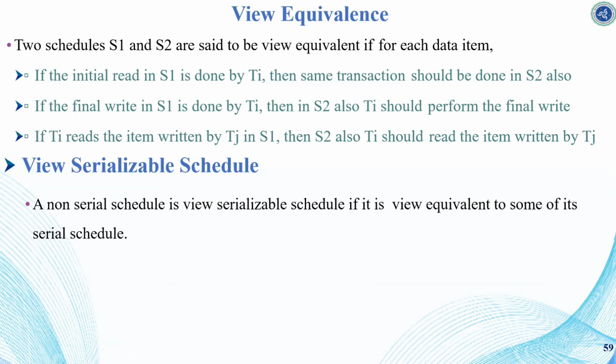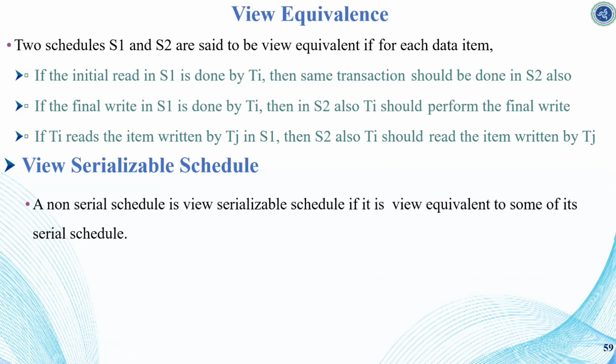if for each data item, the initial read in schedule S1 is done by Ti, then the same transaction should do it in S2 also. So if you are given two schedules, the first initial read in S1 is done by T1, and the same transaction should do it in S2. Next, if the final write in S1 is done by Ti, then in S2 also the same transaction Ti should do the final write.